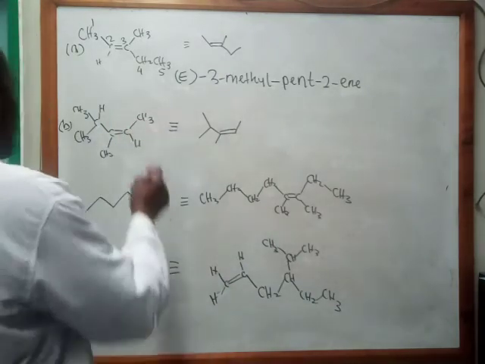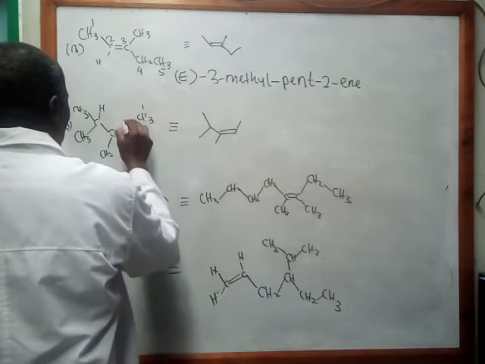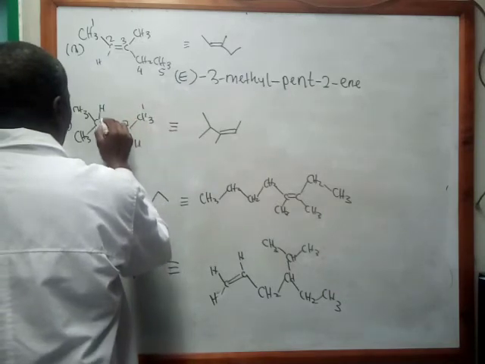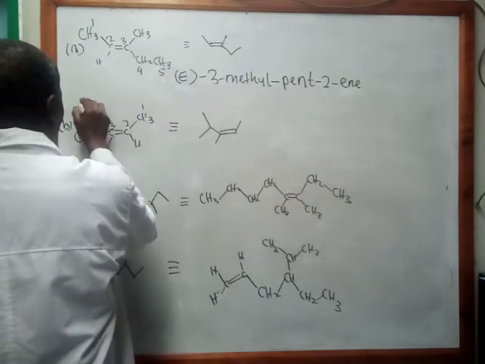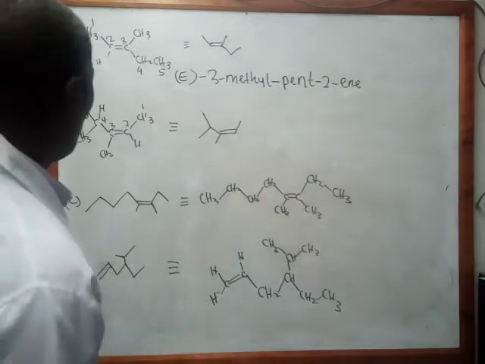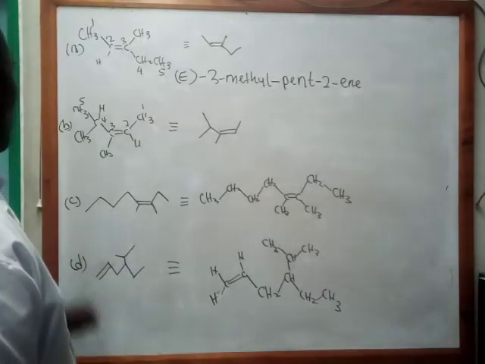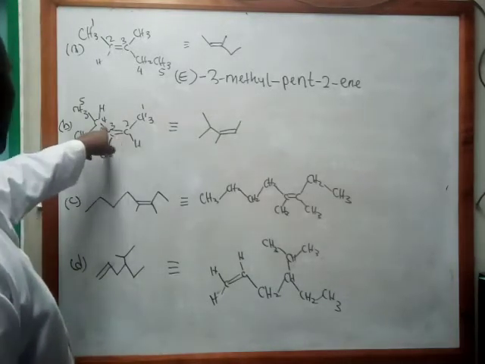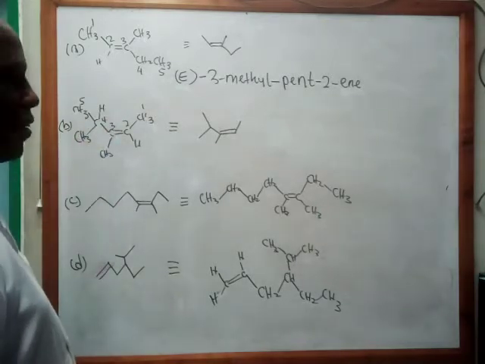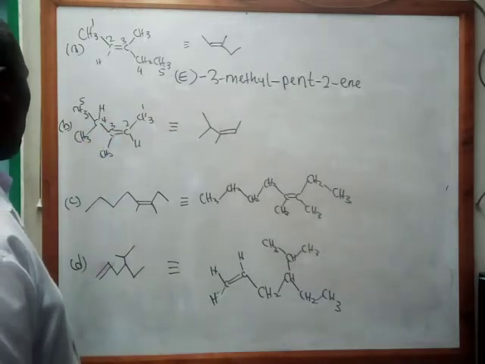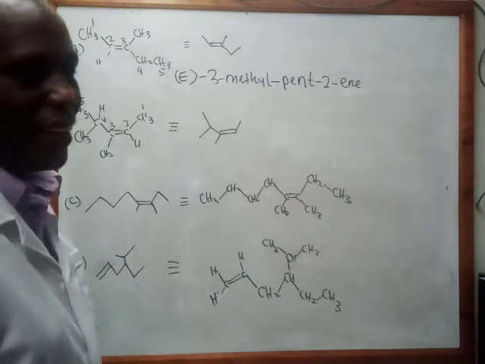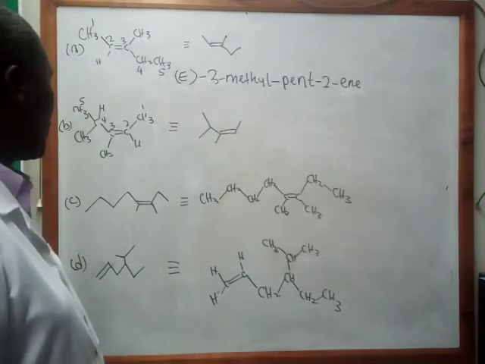So you're going to number from here: 1, 2, 3, 4, and then indicate whatever position 5, yeah? Once you do that, you're going to see you've got a methyl group on carbon number 3 and on carbon number 4. Carbon number 3 and carbon number 4. And then, is there stereochemistry?